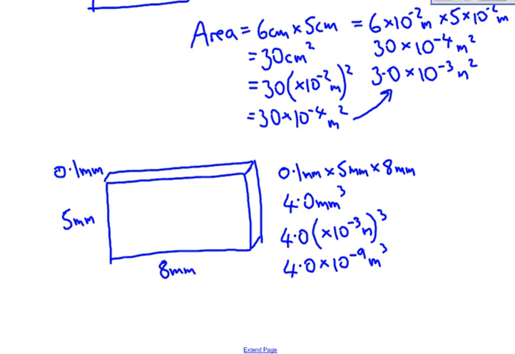And when we start getting negative indices and multiplying them together to get cubes, we can end up with quite small looking numbers. 4.0 times 10 to the minus 9 sounds like a tiny number, but when we consider that there are actually 100 million millimeters cubed per meter cubed, then it starts to make sense.